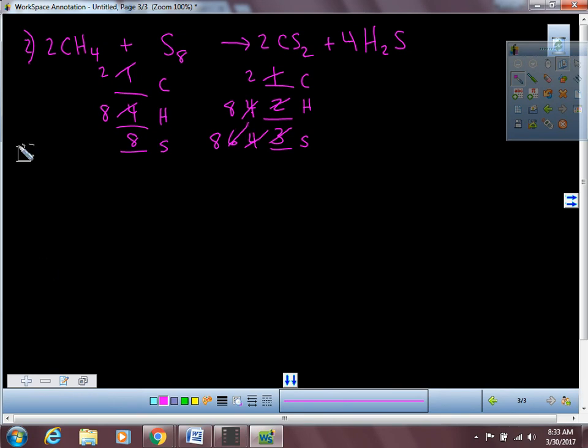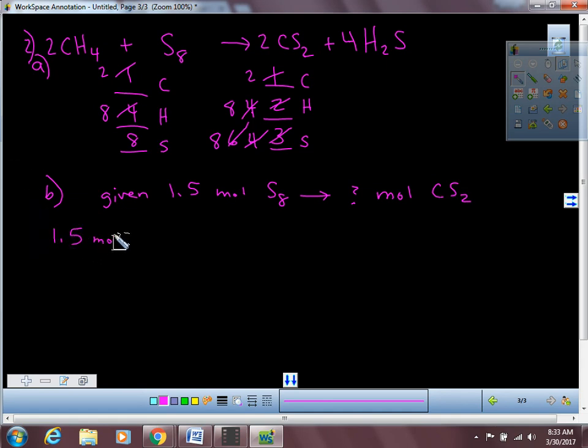All right, so A was balance the equation. We took care of that. B, calculate the moles of CS2 produced when 1.5 moles of S8 is used. So given 1.5 moles of S8, what do we want to know? The amount of CS2, the moles of CS2. So write what you know, 1.5 moles of S8. I need my mole ratio with S8 on the bottom and CS2 on the top.